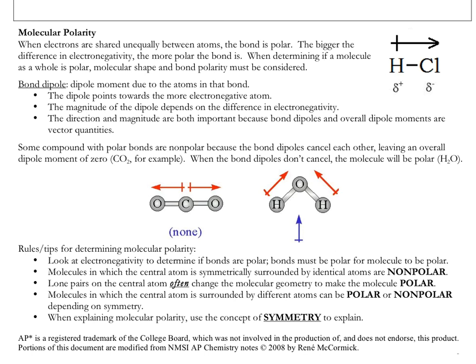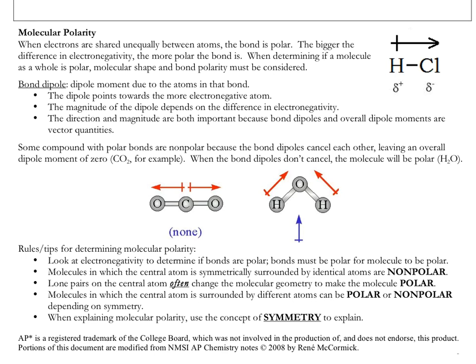But if we have a molecule, we have to look beyond just electronegativities because we have to understand in whole which way the electrons are being pulled. So a bond dipole is the overall dipole moment due to the atoms in that bond. It always points towards the most electronegative atom or atoms. It depends on how big of a difference there is in electronegativity because that determines how unequally the electrons are being shared.